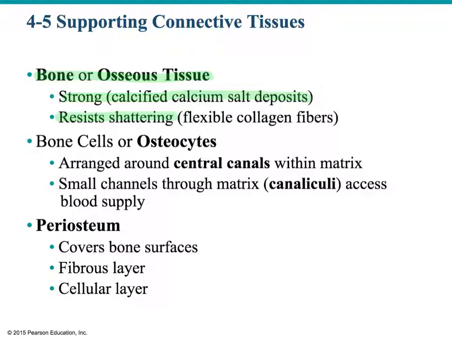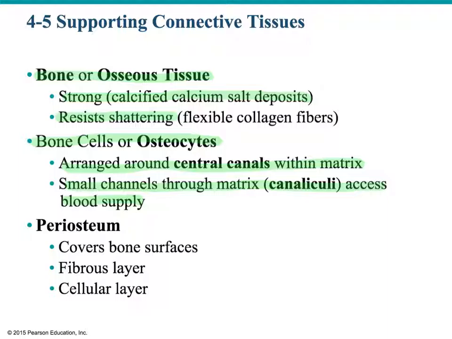Your bone cells are called osteocytes. And we'll look at that in more detail. But each osteocyte is going to be surrounded by little canals, and they're going to be in rings, concentric circles. So they're arranged around central canals within a matrix. And small channels through the matrix called canaliculi access blood supply. So we're going to look at that in detail here in a little bit.